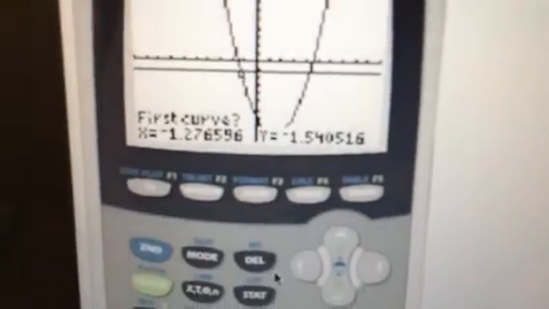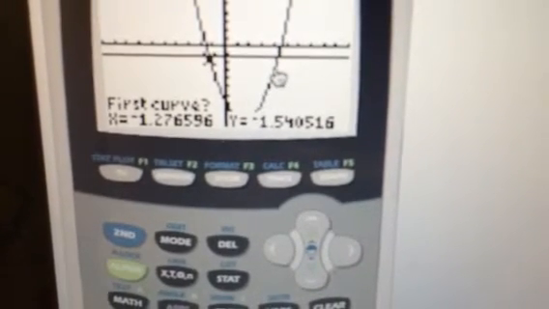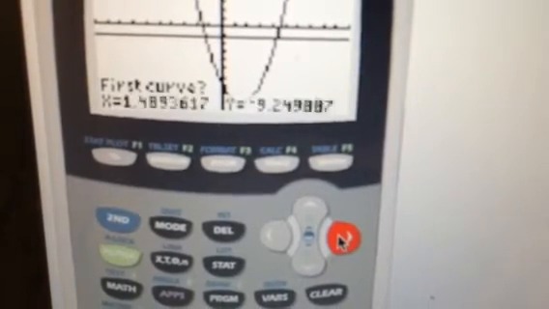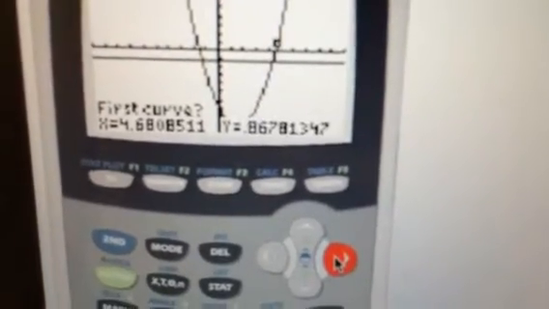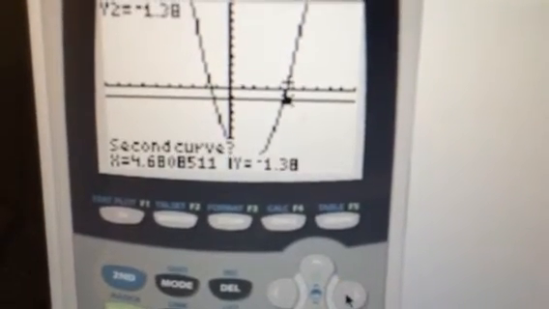Okay, let's do it again here on the other side. So I'm going to do second, calc, and I hit 5 for intersect. And then first curve. See how I'm over at this old intersection point? I'm going to use my arrow button to get a little bit further over here. So I'm just going to take that spider on a little journey. There we go. Yeah, I'm still on the second curve. That works. So I'm going to hit enter.